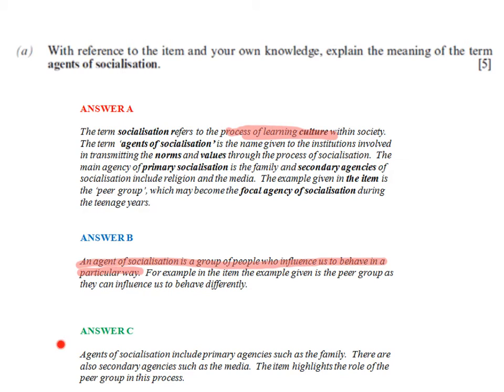Answer C, again, is lacking a bit of detail, and crucially what is missing from answer C is a clear definition of the concept. There is understanding demonstrated through the identification of some relevant examples, but there isn't a definition.